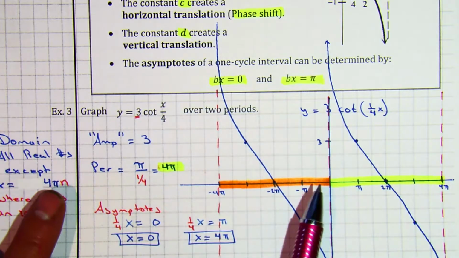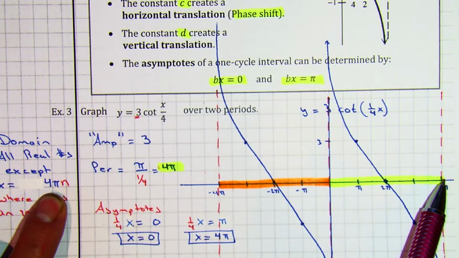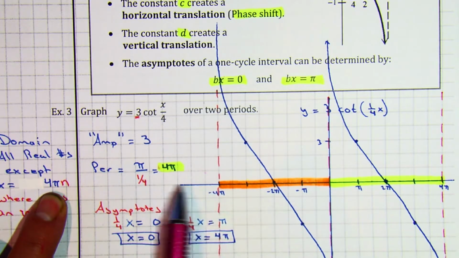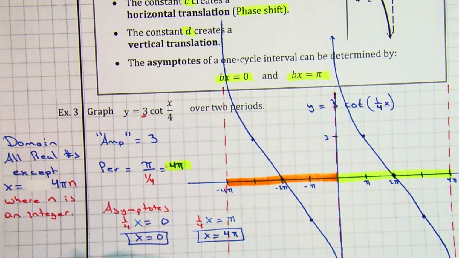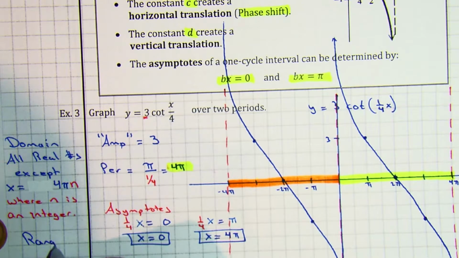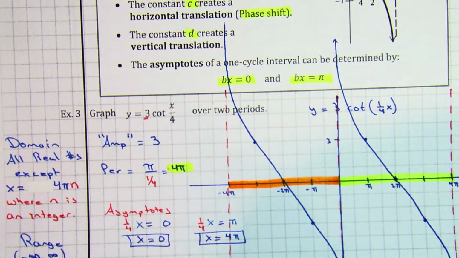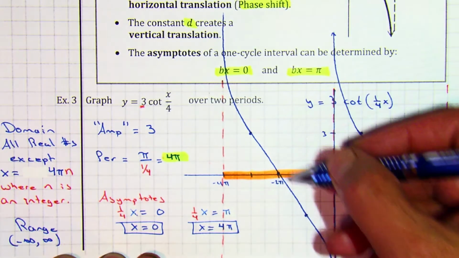So if you plug in a 0, you end up with this asymptote. Plug in a 1, you end up with this asymptote. You plug in a -1, you end up with this asymptote. You plug in a -2, it will be -8 pi, which will be your other asymptote. And in each of those values, it's undefined. Your range will be all real numbers. And that is the graph of cotangent. Very similar to tangent, but you want to be able to visualize your graphs. That's cotangent.